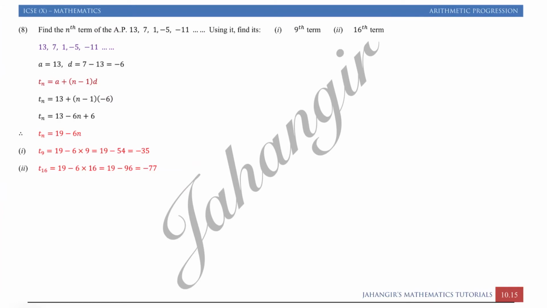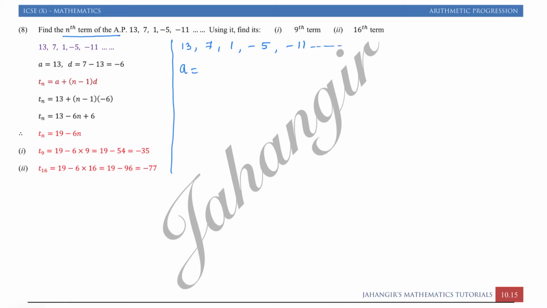Question number 8, same as above. Find the nth term of an AP whose sequence is 13, 7, 1, minus 5, minus 11, and so on. So here we have to find the nth term.